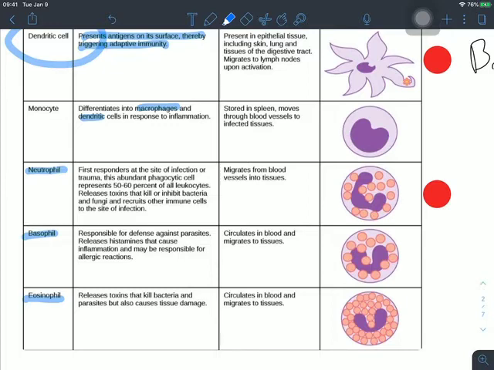Basophils are a little bit more rare, and they defend against parasites. They release histamines, just like we see with our mast cells, and may be responsible for inflammation and allergic reactions. Eosinophils release toxins that kill bacteria and parasites, but also cause tissue damage. So you don't want to use eosinophils unless desperate times call for desperate measures.